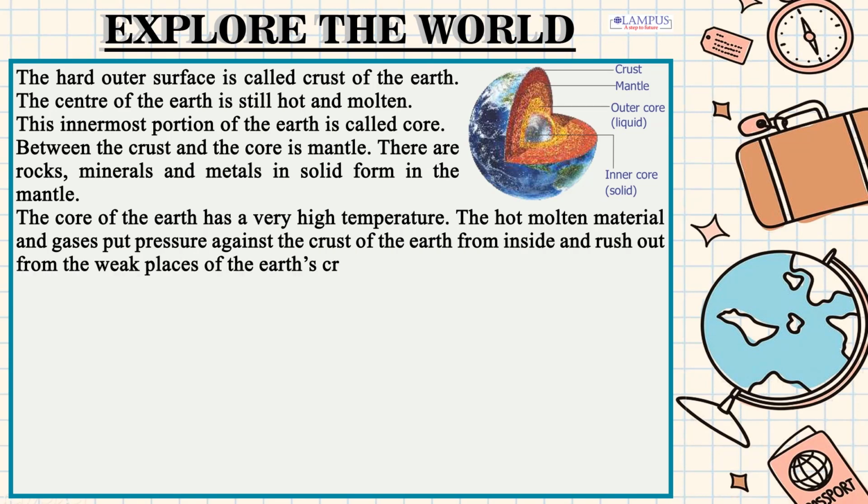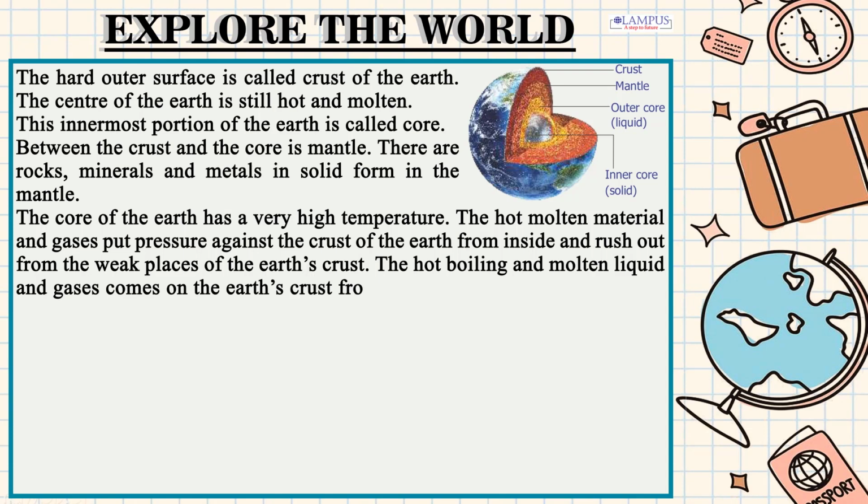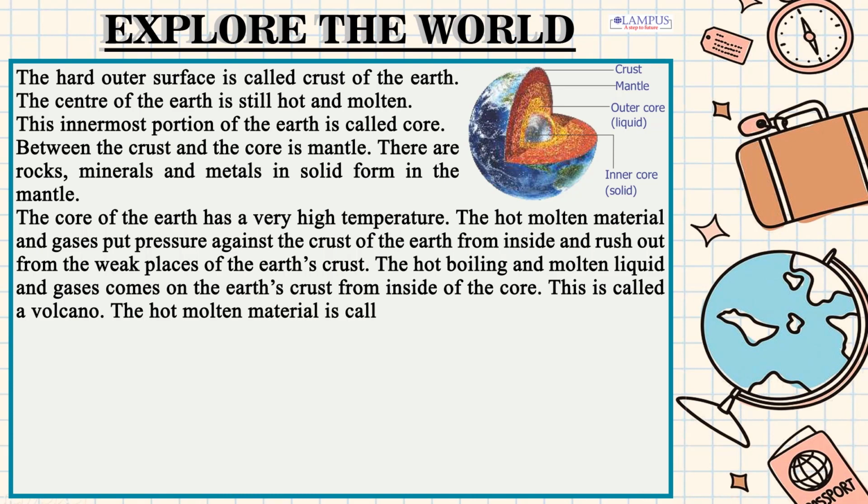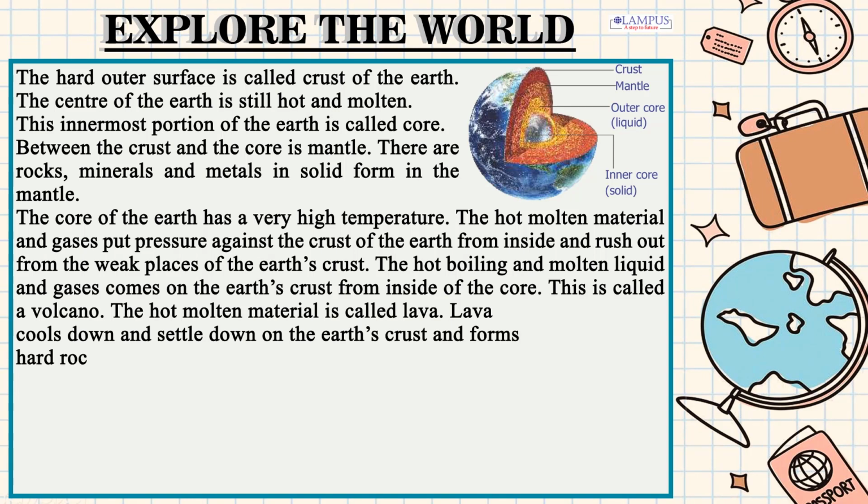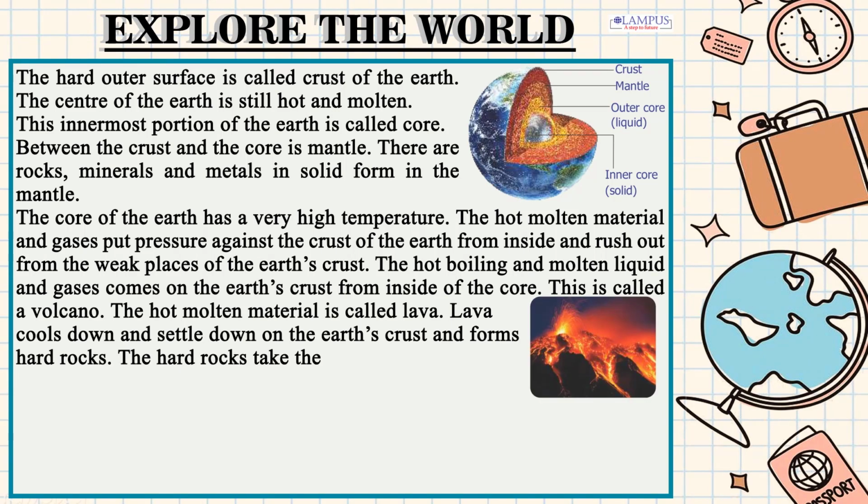The hot boiling and molten liquid and gases come onto the Earth's crust from inside of the core. This is called a volcano. The hot molten material is called lava. Lava cools down and settles on the Earth's crust and forms hard rocks. The hard rocks take the shapes of mountains.